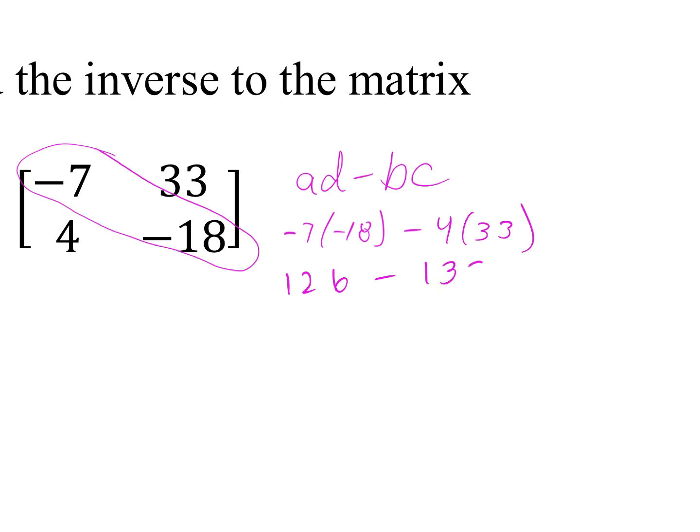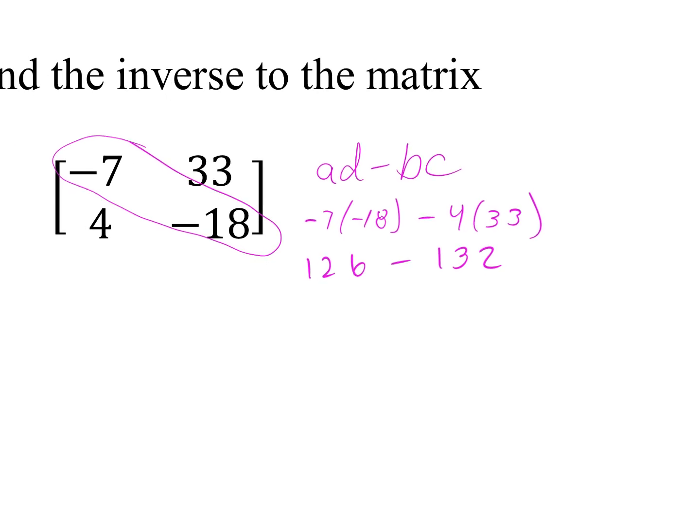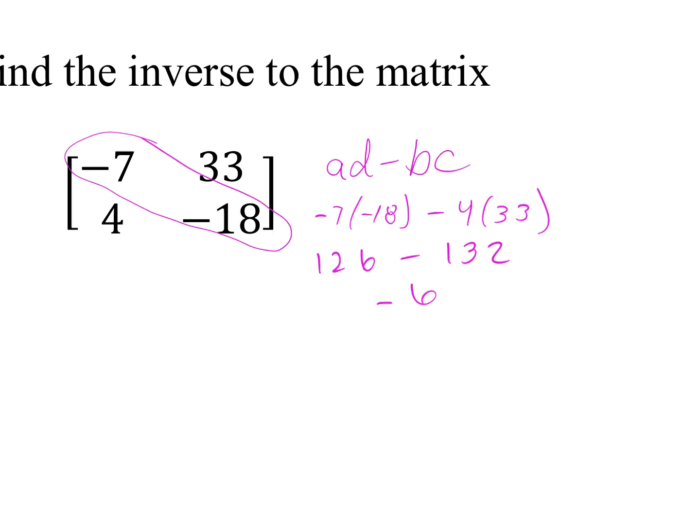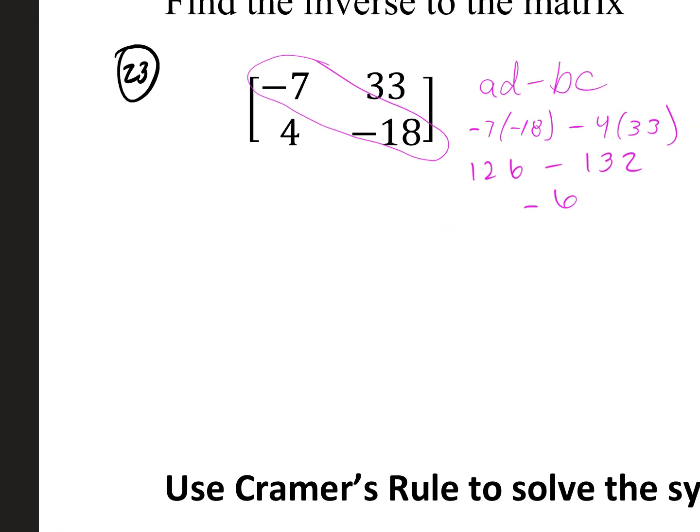All right, so what's 126 minus 132? What kind of 6? Negative 6. Okay, that matters. So if you're going to find the inverse, guys, you have 1 over negative 6, and then how do we find the inverse? What do I have to do first?